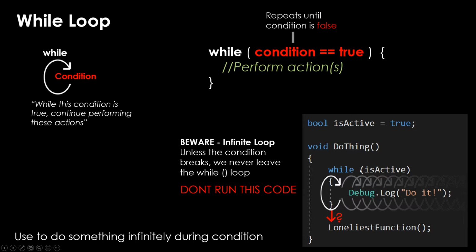So you can say, while number is less than 5, and then you would say number plus 1, do it again, number plus 2, number 3. And at some point, it won't be less than 5. That's one way to break out of a while loop.